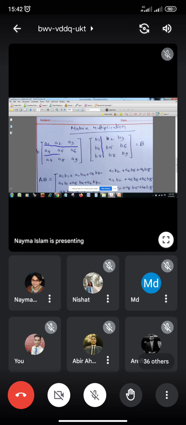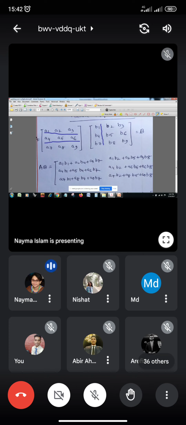After that, second row, first column, and it will be placed here. So A4, B1, A5, B4, A6, B7. This is our second number, in the A21 position. After that, A7, B1, A8, B4, A9, B7, and it will be placed here. So considering the first column in B is over.